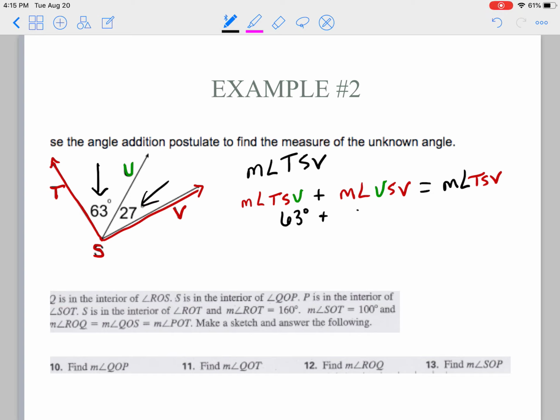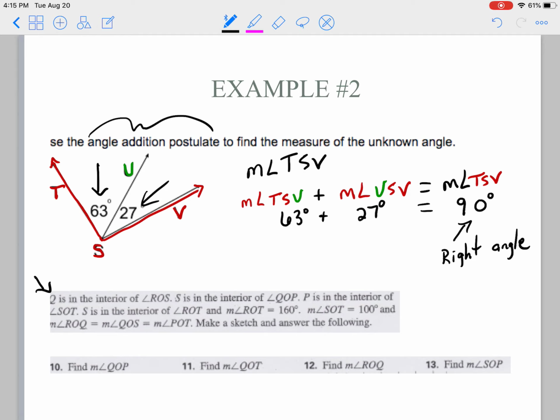USV is 27. So 63 plus 27 is equal to 90 degrees. And you may recall 90 degrees from our previous terminology is a right angle. We use the angle addition postulate to solve for the unknown angle. Looking below, Q is in the interior of ROS.